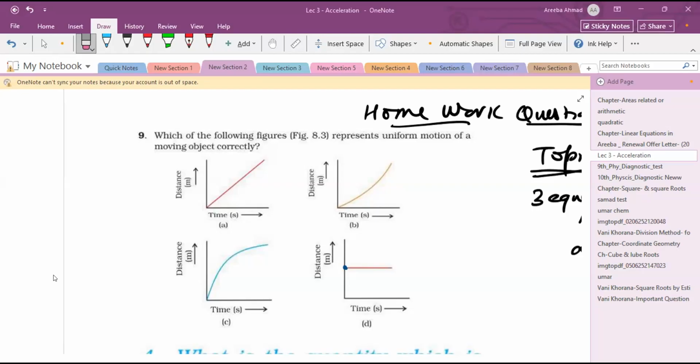Yes, Abdullah, I didn't get an answer from your side. Uniform motion. Ma'am, the screen was black for a second, I didn't see the question. Okay, sorry. Now is it visible? Yes, ma'am. Okay, attempt this one. Khadija has sent the right answer.